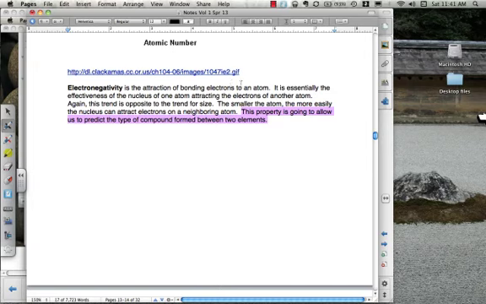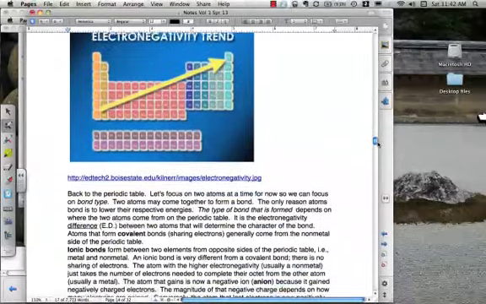Electronegativity is the attraction of bonding electrons to an atom. It is essentially the effectiveness of the nucleus of one atom attracting the electrons of another. So I'd already mentioned that this whole nuclear attraction for electrons not only happens within the atom, but it happens in neighboring atoms as well. I call it the electron hogginess.